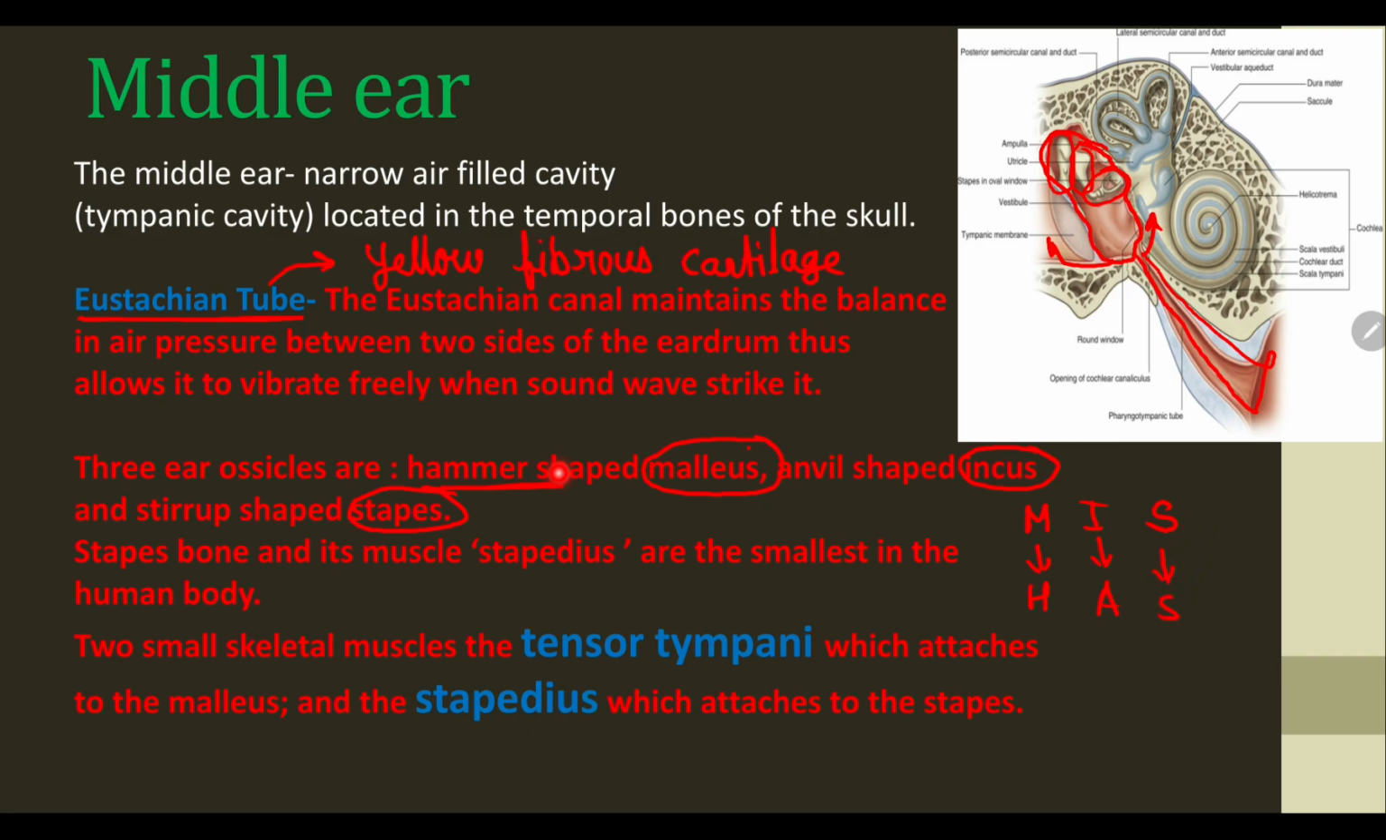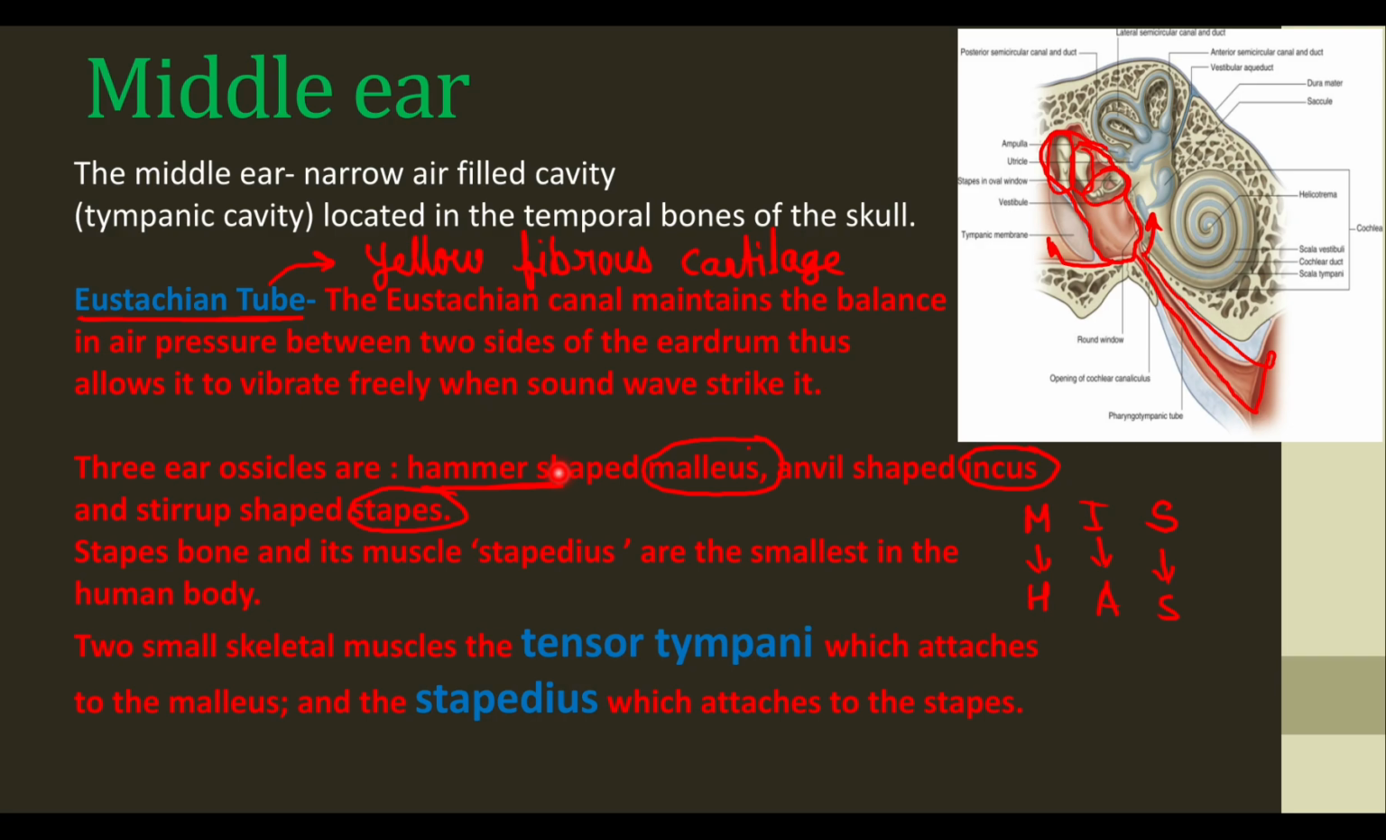Stirrup is what, like when you are in India, going in buses and holding something. That is like a stirrup actually. Or when you are going for horse riding, the place where you put your foot is actually the stirrup. Fine. And anvil: cobblers use something for fixing shoes and all. That is actually an anvil. So malleus, incus, stapes are the total three bones present in the middle ear.